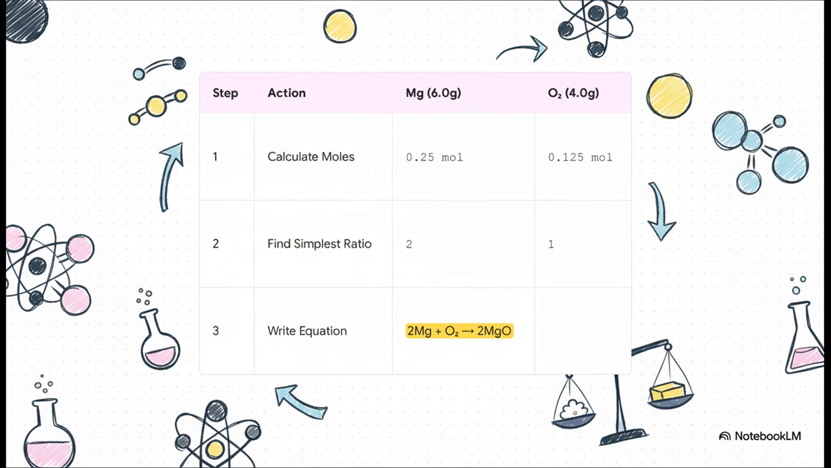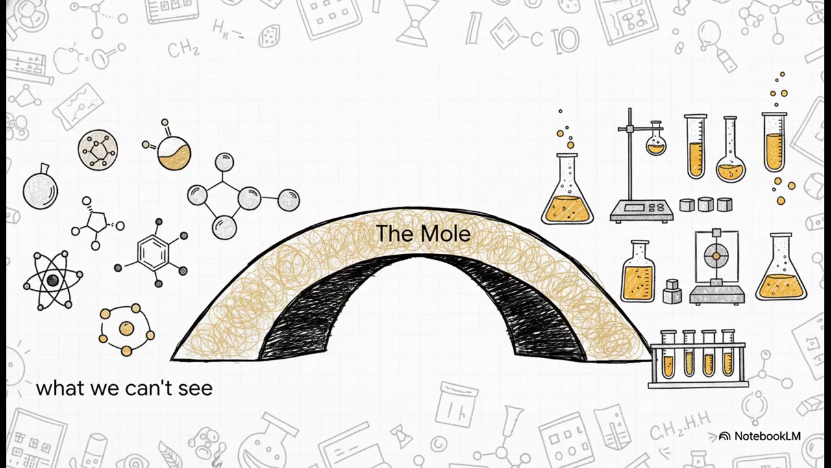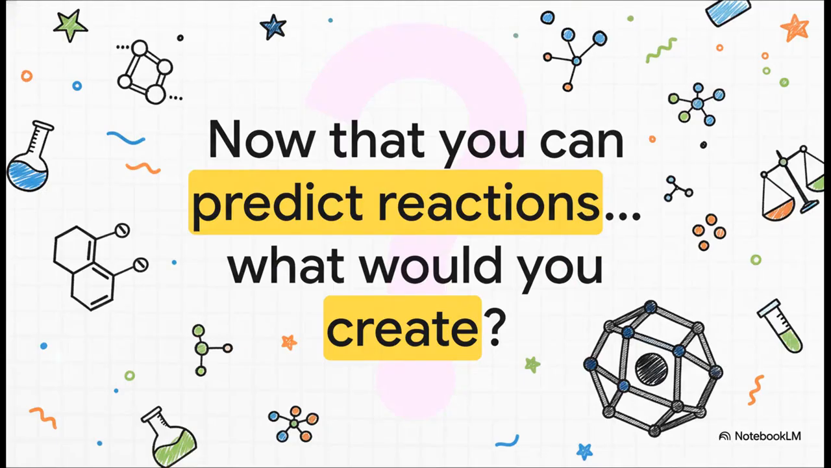That is incredible. So as you can see, the mole is so much more than just a big number. It's the translator. It's the bridge between the world we can see and the world we can't. It's the one thing that turns chemistry from just watching stuff happen into a powerful, precise, and predictive science. The mole lets us become architects of the molecular world. We can design and build new things with incredible precision.